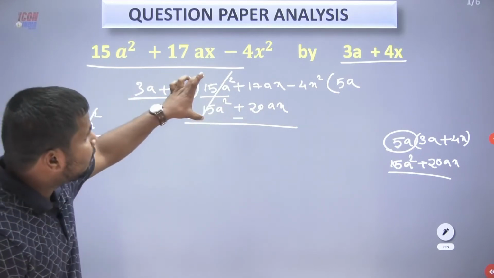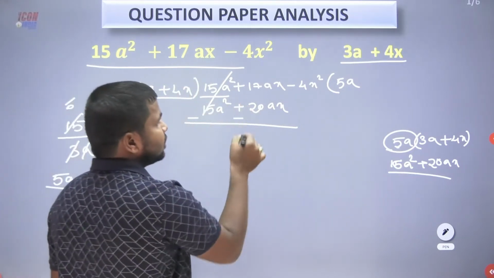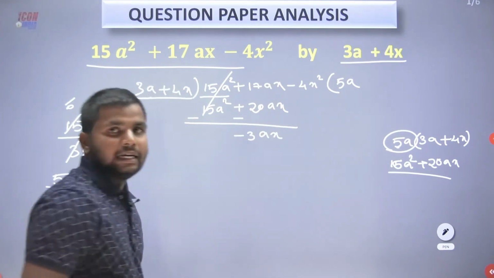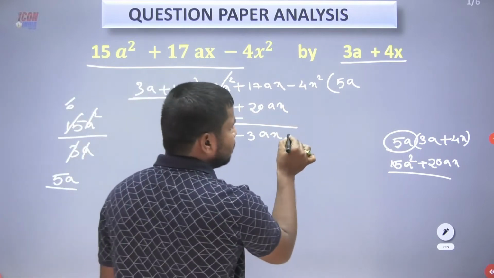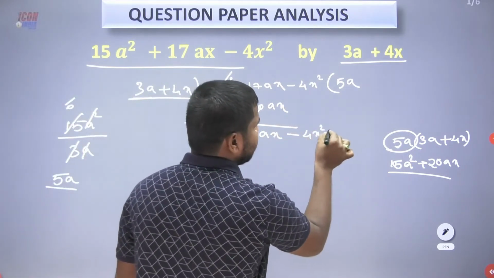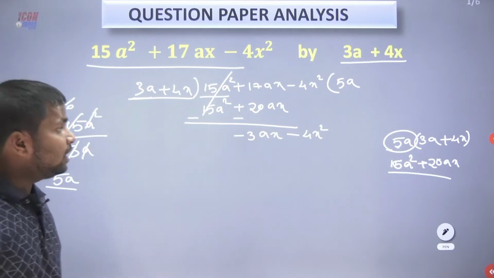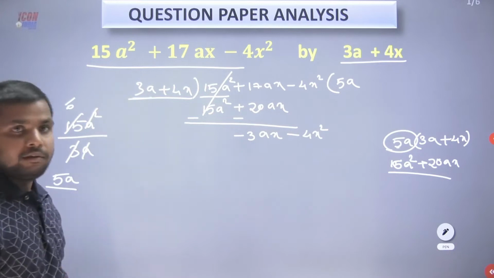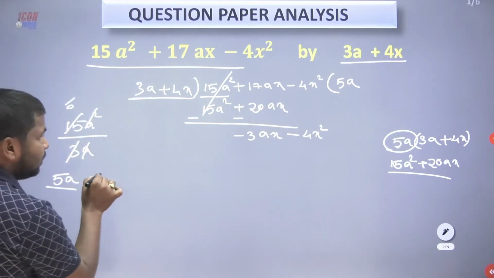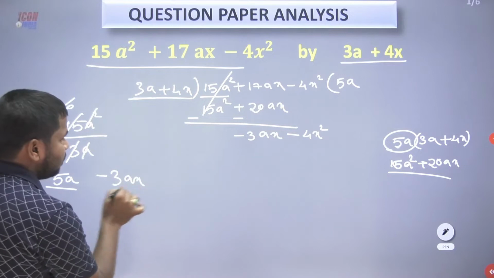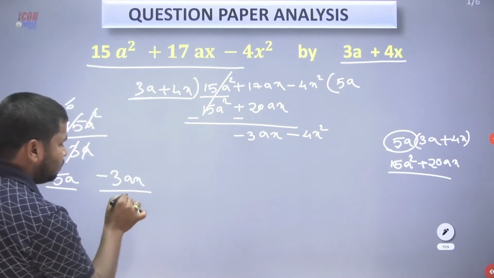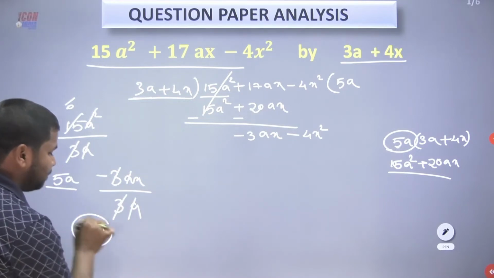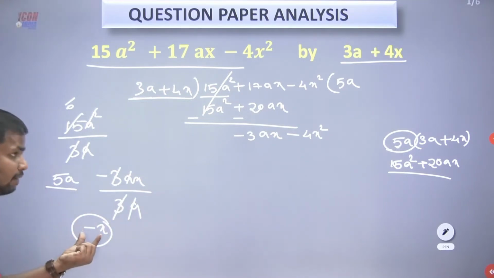It means we have eliminated the first term, right? So 17 minus 20 is equal to minus 3, and ax is the literal coefficient. After that, we need to drop minus 4x square here. In the next step, we need to eliminate the value minus 3ax by using 3a. When you divide minus 3ax by 3a, 3 will get cancelled and a will get cancelled, minus x is the remaining. So we need to multiply with minus x.